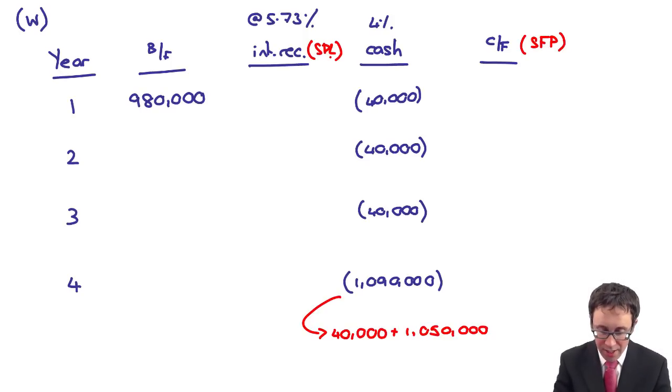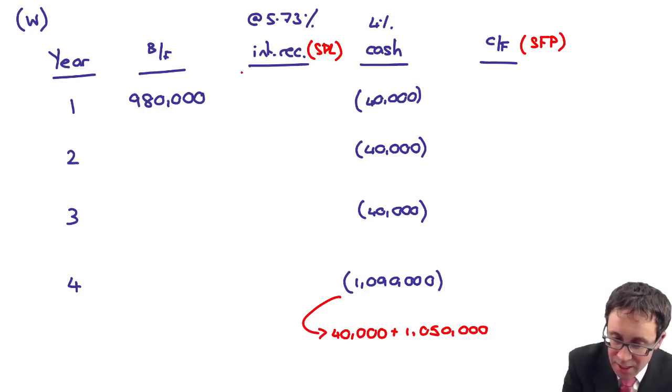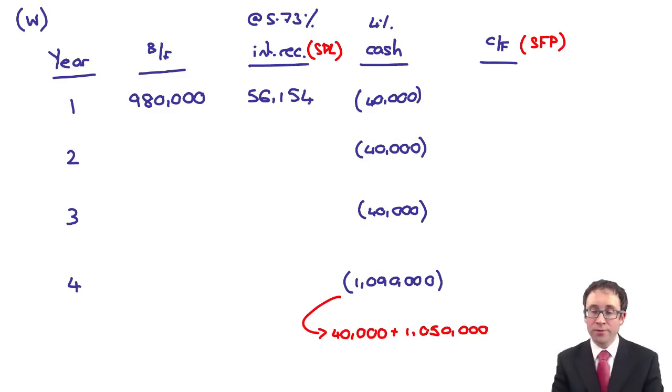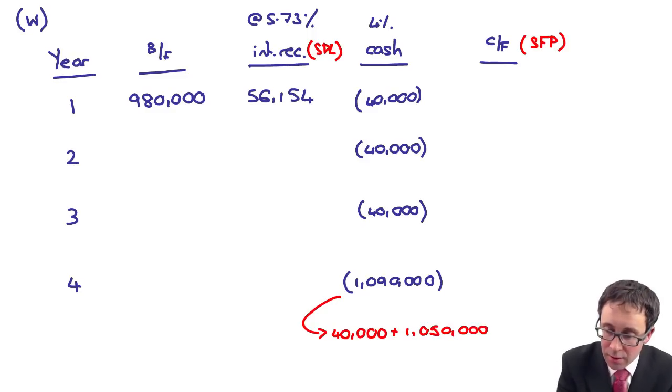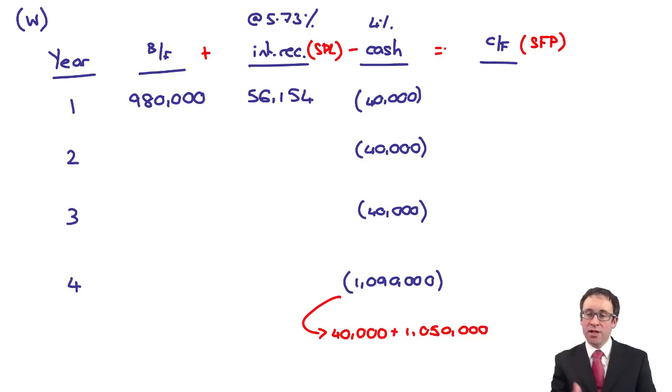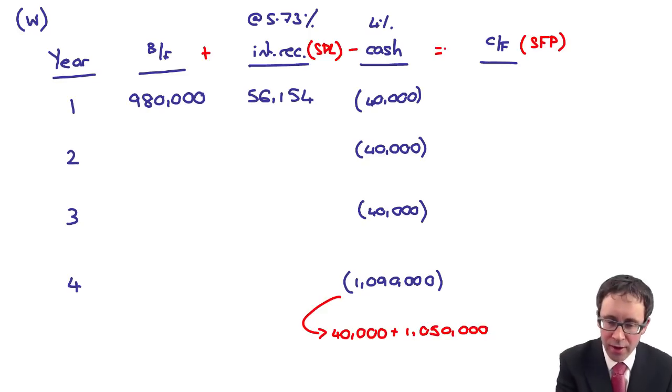So 980,000. Does that give me 5.73% of that? Is that 56,154? Okay. So you will take the brought forward, add the interest receivable, deduct the cash that you actually receive to give you the carry forward figure. Okay. I'll put debits and credits in at the end. Let's just get this table correct.